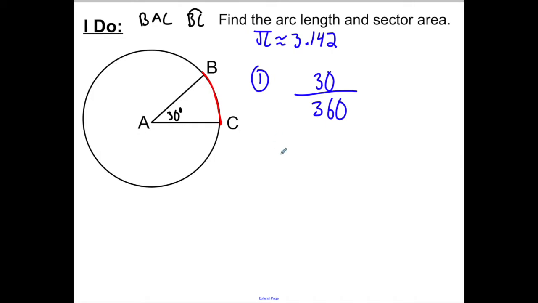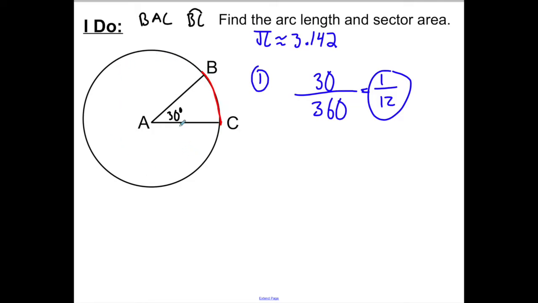And what I get, well, 3 goes into 36 12 times. So I get a 12th. So remember, what does that mean? That means that this arc is a 12th of the entire circumference. Okay? And this sector area is a 12th of the total area.